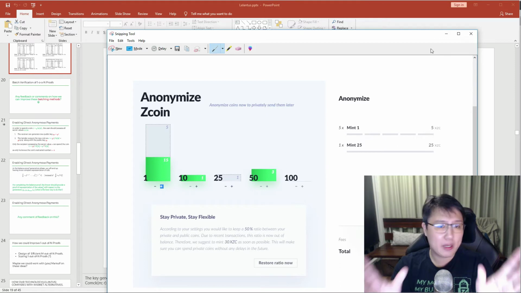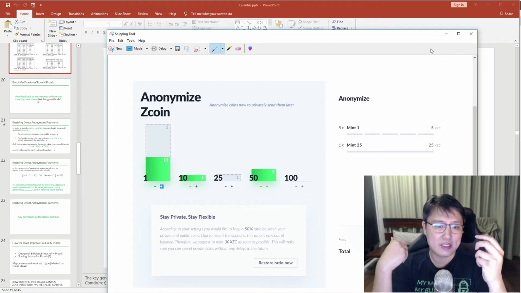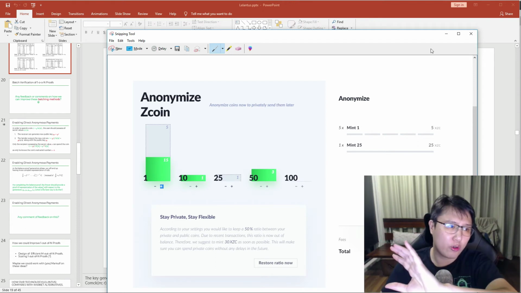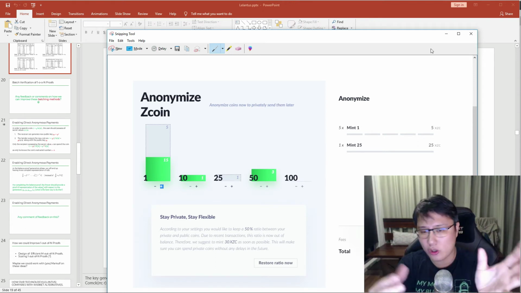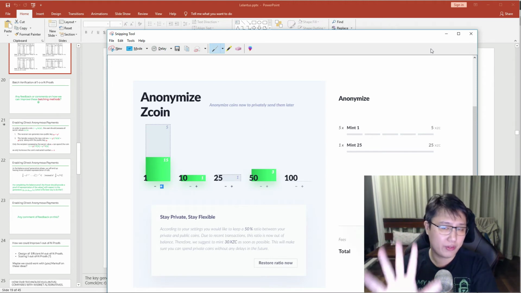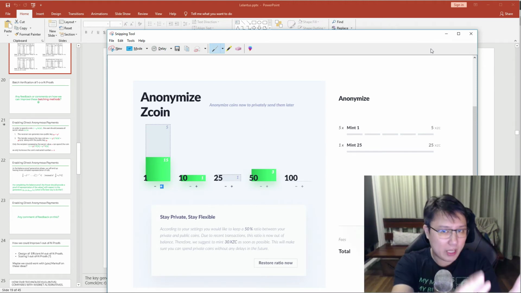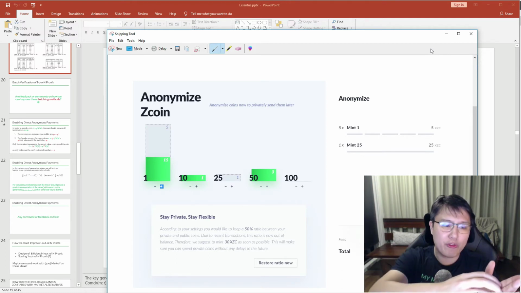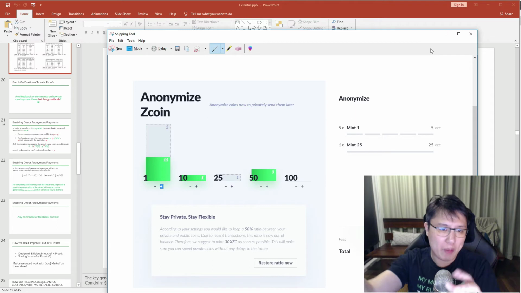Let's say with Sigma or Zerocoin, what happens? I would have to bring all those coins back into the base layer. So if I have a 50 mint, I would need to redeem the entire 50, take that amount out, and then re-mint the change to go back into Zerocoin.